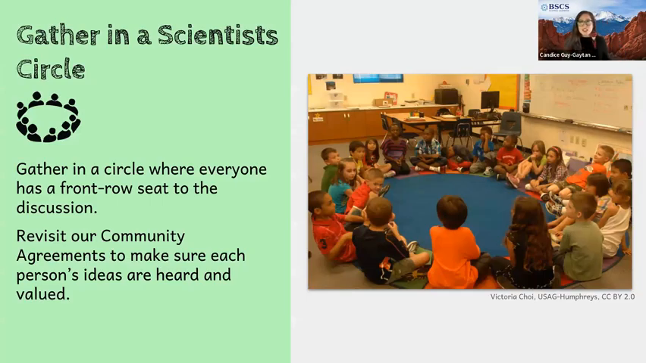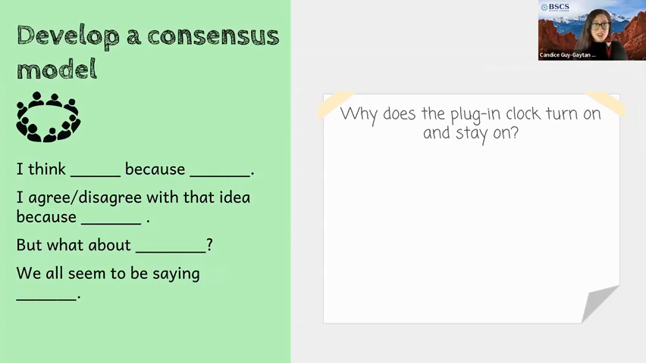We then come together in a scientist circle to create a class consensus model of how the plug-in clock turns on and stays on. To help us create our model, we use sentence starters that can help us have a conversation with one another. This helps us to make sure that we are building from one another's ideas. It also helps us to ask questions because we may not always understand what our peer has communicated to us, and we may not always agree, and that's okay. Disagreement helps us to identify things we might want to investigate further.